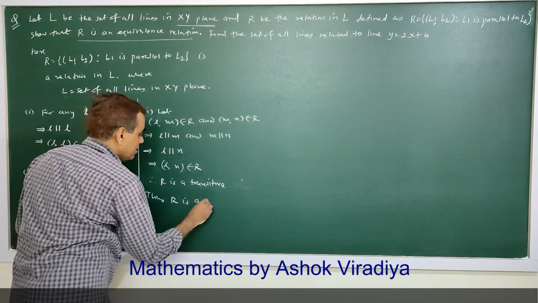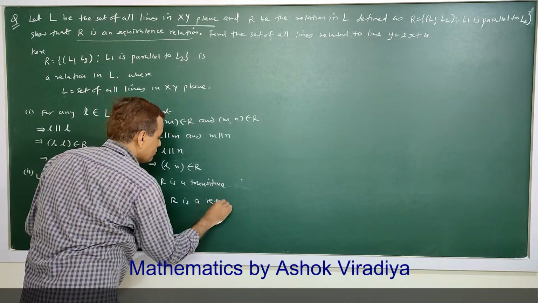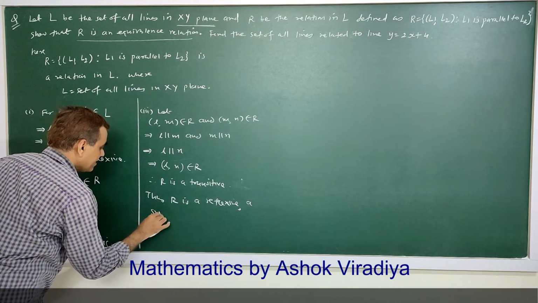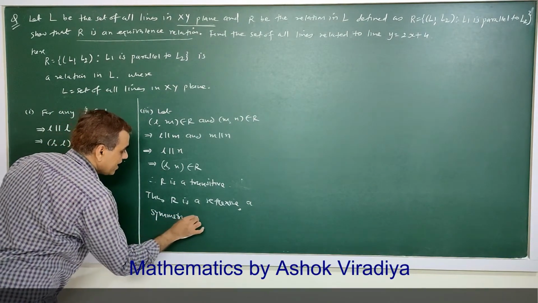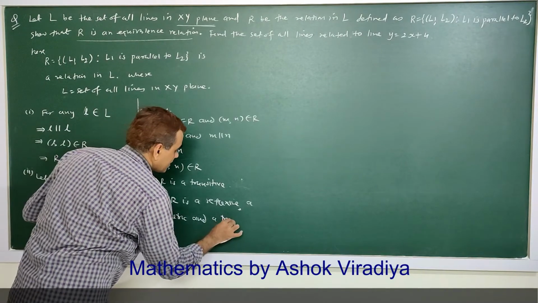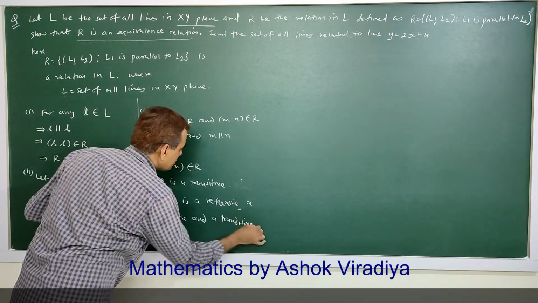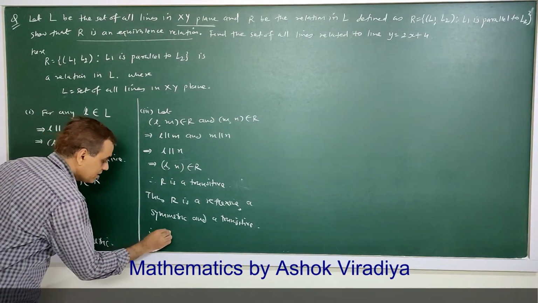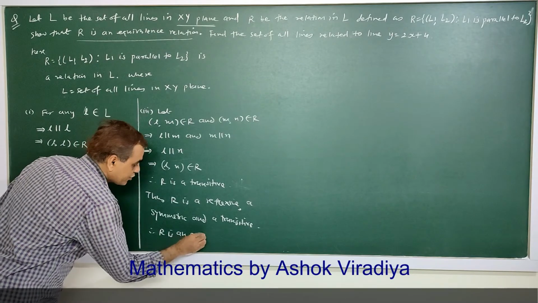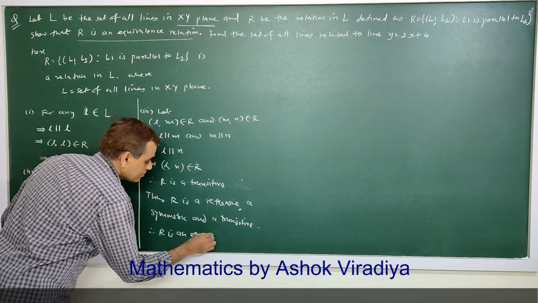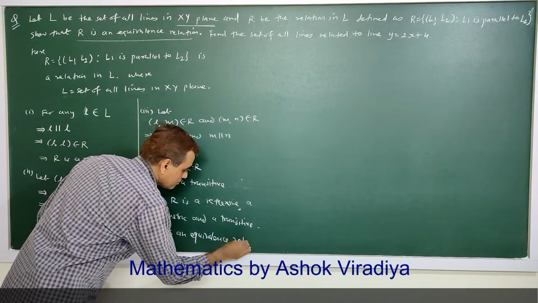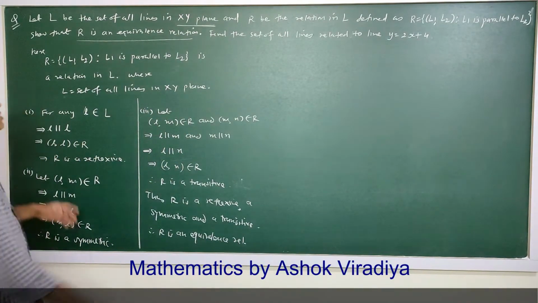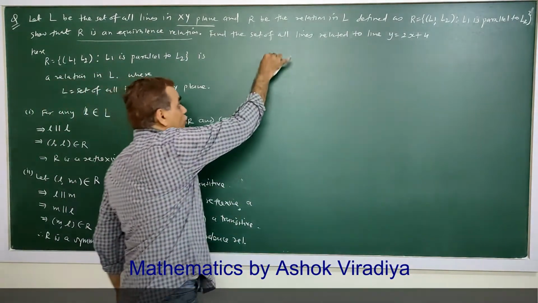Thus R is reflexive, symmetric and transitive. Therefore, R is an equivalence relation. So this is proved.